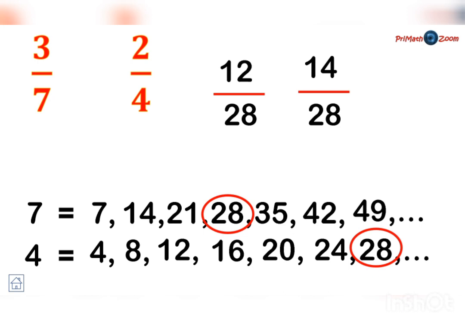So now that we have 3/7 and 2/4 written as equivalent fractions with the same denominator of 28, we are now able to compare to see which fraction is greater than the other. 3/7 is the same as 12/28, and 2/4 is the same as 14/28. So in looking at this, we just need to look at the numerators to see which one is greater. And 14/28 is greater than 12/28. And so we can say that 2/4 is greater than 3/7, which means 3/7 is less than 2/4.